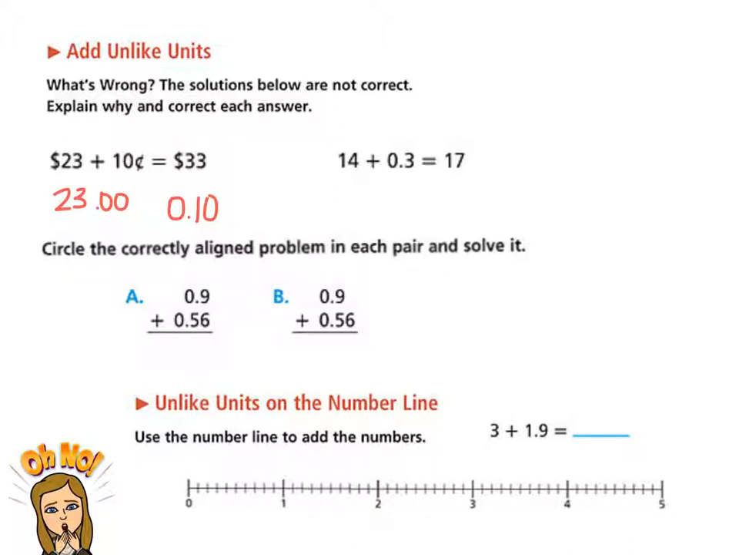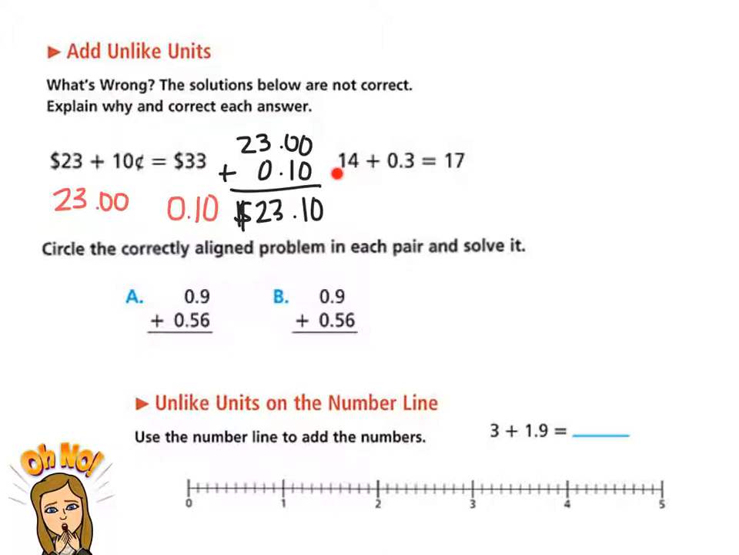What they should have done is lined up the decimal correctly instead of just ignoring those symbols. $23 plus 10 cents, which would be $23.10. A much different answer than $33. That's why it's so important to line up your decimals. So same here, the kid did the wrong thing. 14 plus 3/10 does not equal 17.